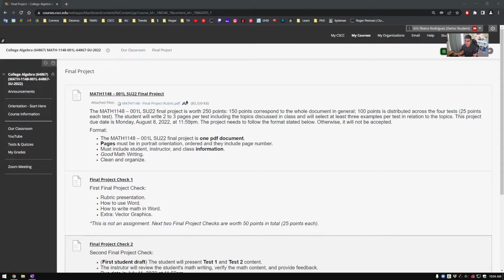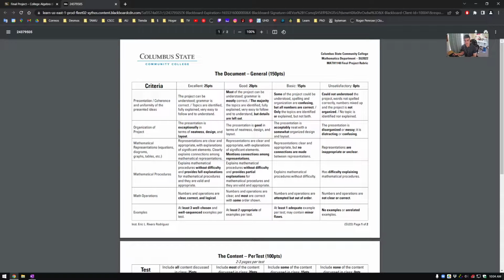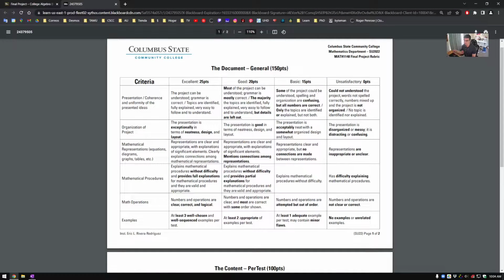All right. So let's jump to the rubric. You're going to click here, and this is the rubric that I'm going to use to evaluate your final project. The final project is a replacement for the final exam. Okay, so we are not taking a final exam. We are creating a final project that is worth 250 points of the class, exactly the same as it would be for a final exam.